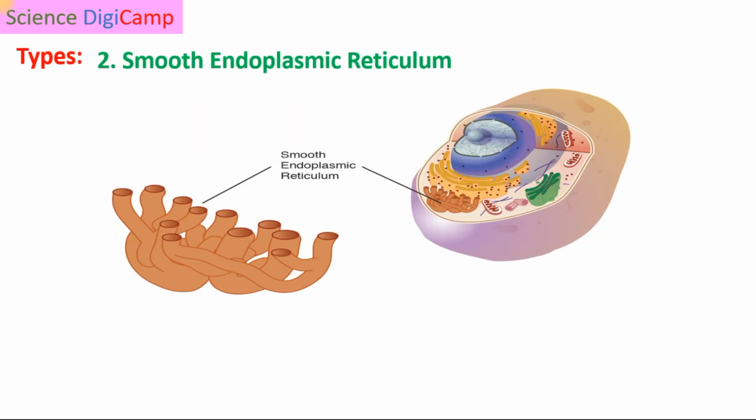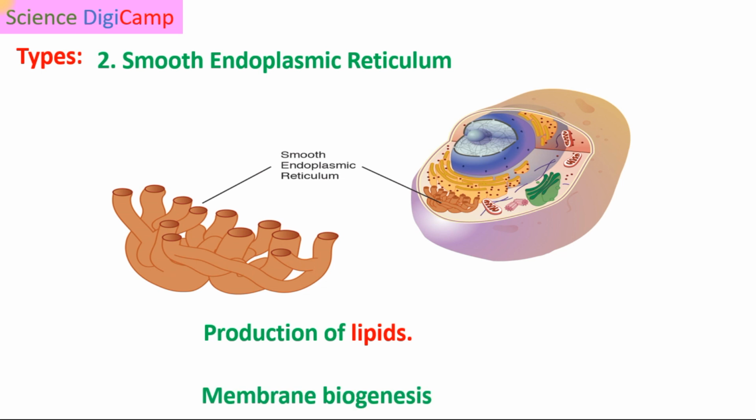So far we have seen rough endoplasmic reticulum, and the second type is smooth endoplasmic reticulum. The name itself says it appears smooth because there is no attachment of ribosomes on its surface. If you see here, it lies towards the cell membrane. Smooth ER mainly is involved in lipid synthesis. Along with this, it also synthesizes steroids like cholesterol, and hormones like estrogen and progesterone.